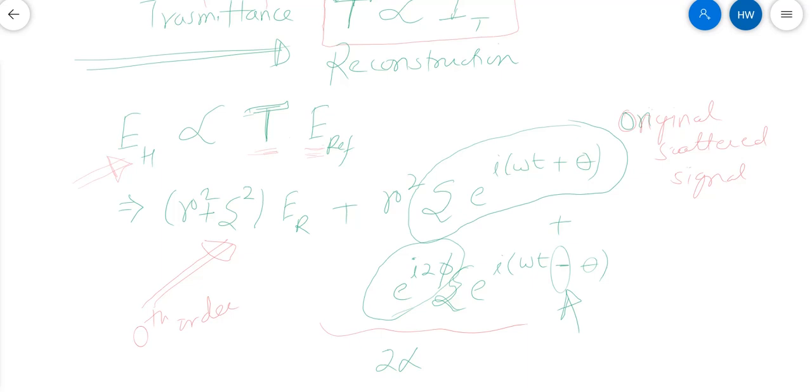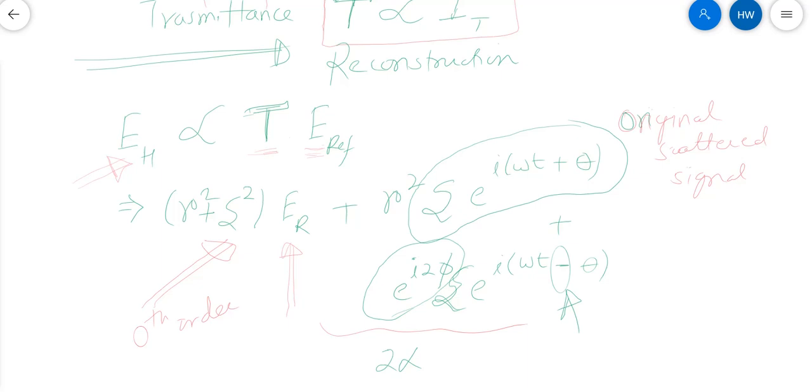You can clearly see that R square plus S square is the 0th order. What you have is the reference beam whose amplitude is now changed a little bit. It has a spatial variation, but otherwise it is exactly like the original reference beam. So this is the beam that goes through without any diffraction. It is along the direction of the original reference beam.